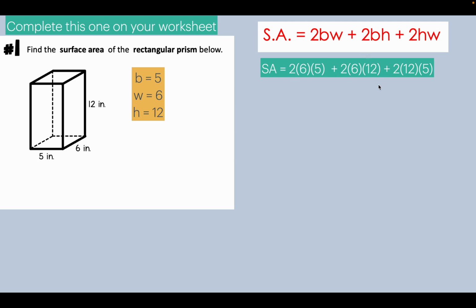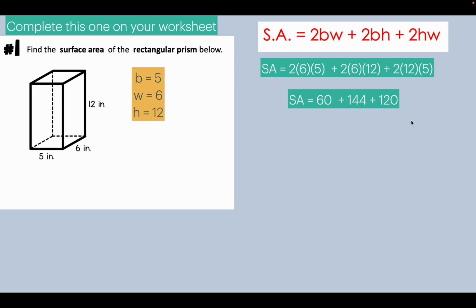So once I do all my multiplication, I'm going to bring it down. So I have 2 times 6 times 5, and I bring that down. 2 times 6 times 12, and I bring that down. 2 times 12 times 5, and I bring that down. So I know my surface area equals 60 plus 144 plus 120. Then I do the last part of my order of operations, which is to add those numbers together. Once I add them together, I have my surface area of this rectangular prism.